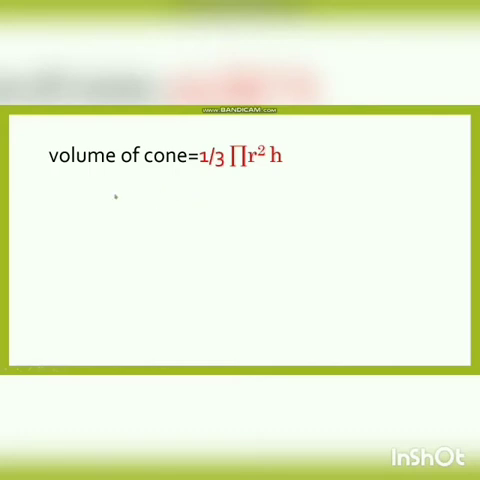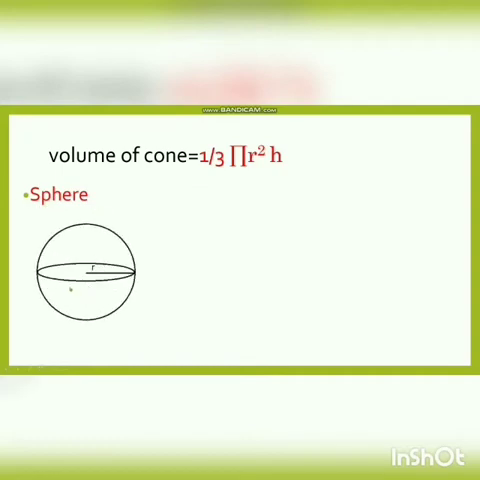We see the surface area formula of cone and volume of cone. Our next three-dimensional figure is sphere. Now see the diagram, sphere. You can see sphere has only one surface, which is curved surface, which is full curved surface. For example, football, you know.